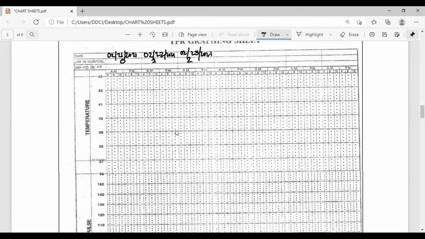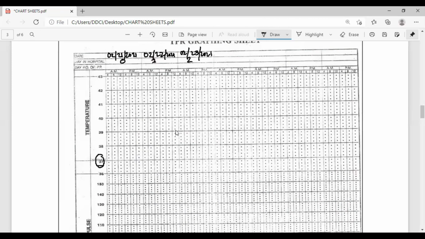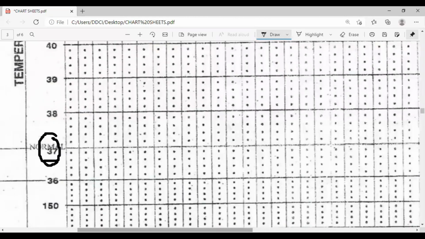Starting with the temperature, make sure you encircle the normal value, that's 37. It will signify the basis for the normal value of the patient. If the patient was admitted around 8 a.m., you check for the temperature. As you can see here, if we zoom, this is the zoom.